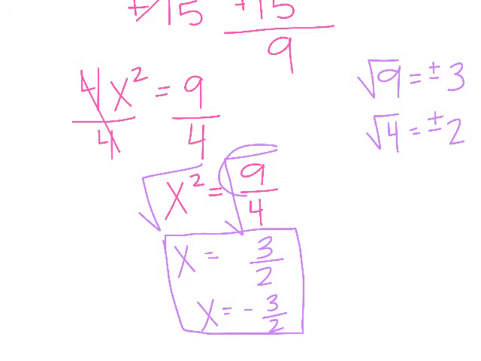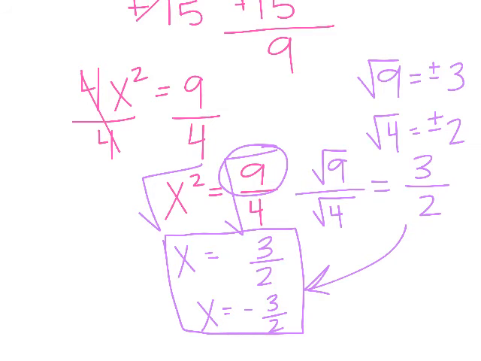So I can kind of break up this radical and think about it as radical 9 over radical 4, since those are both perfect squares, and I can take the square root. So when I write those as a fraction, that would give me that 3/2. Okay.